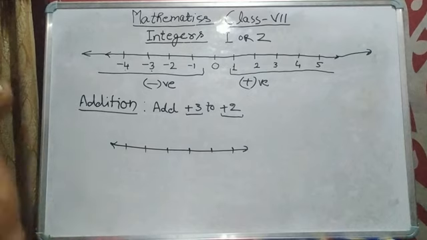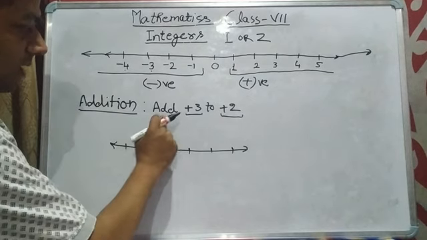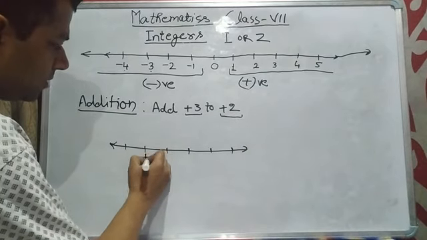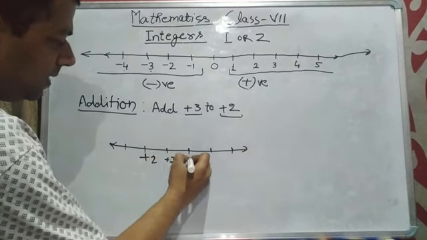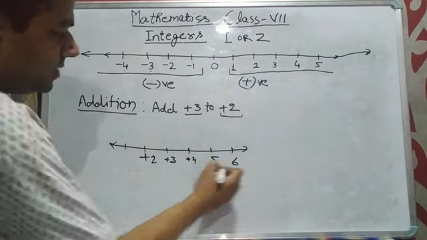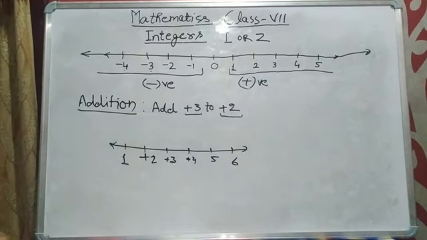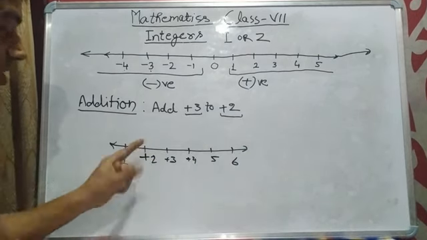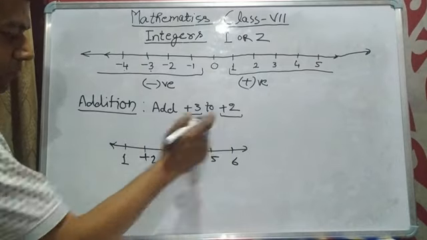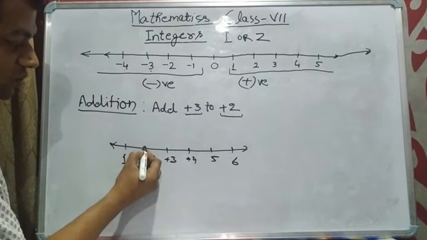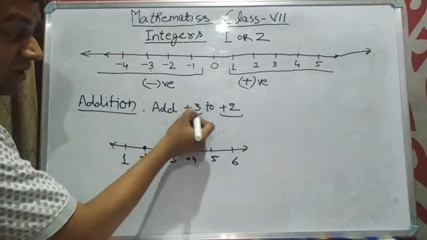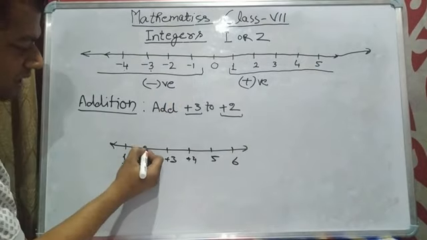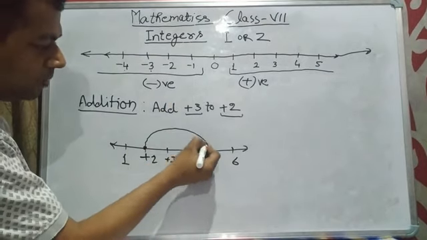On the number line, we are to add plus 3 to plus 2. Suppose we mark plus 2, plus 3, plus 4, 5, 6 and 1. So we will start from plus 2. As we know that plus 3 steps we have to add. Adding means we will go right side. So 3 steps, 1, 2, 3.